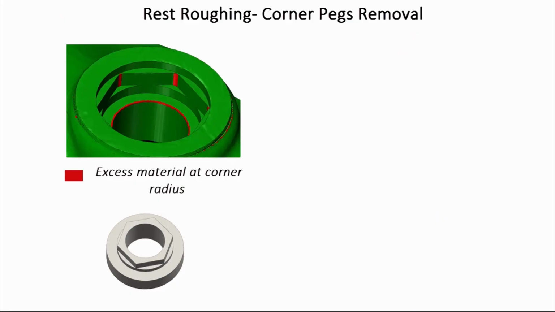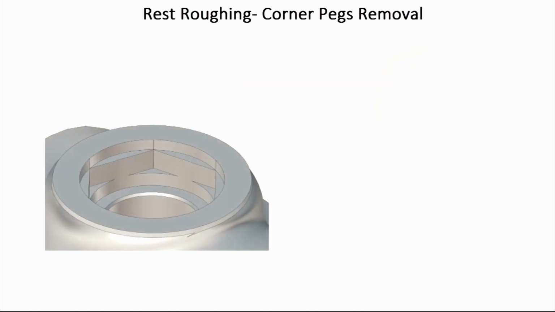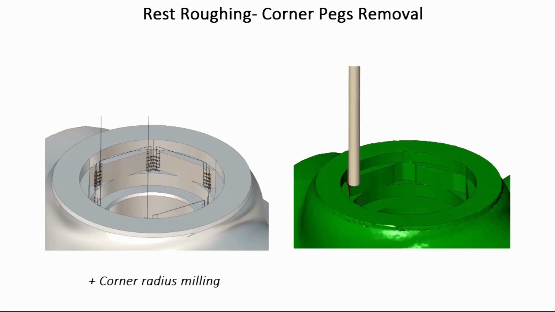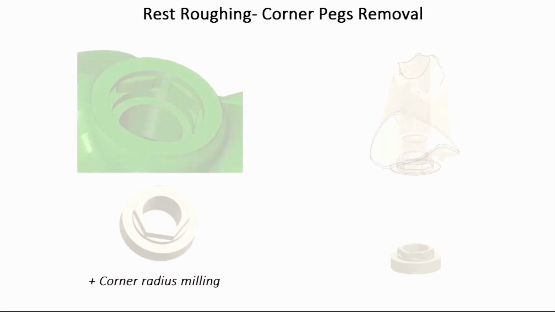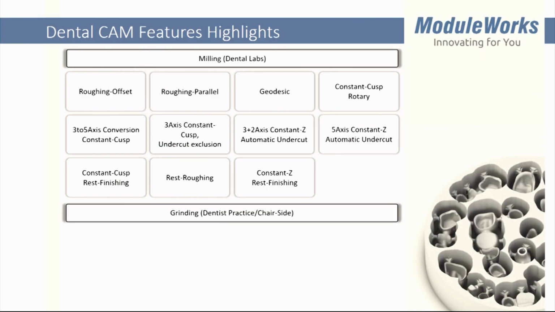I think rest roughing and excess material at the corners is clear for everybody, which caused this kind of situation where the implant cannot fit. In some interfaces like this, the tool radius has not been designed and considered in the interface design. So we can use corner pegs removal to intentionally over-machine these sharp corners such that the fit with the interface can happen properly. There is another kind of interfaces.